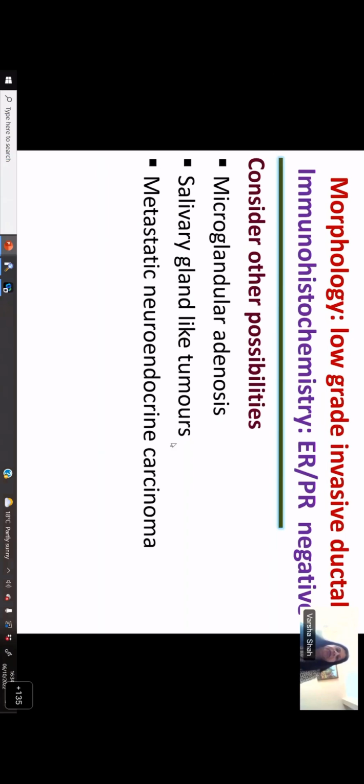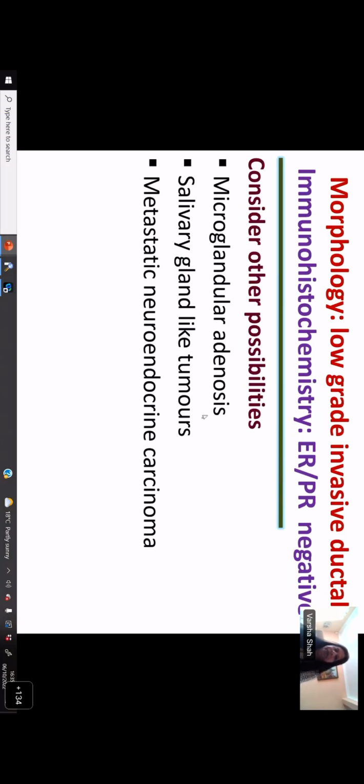Whenever you see anything which looks like low-grade invasive ductal carcinoma or tubular carcinoma, but it is ER and PR negative, think of other things. Very, very rarely, I had one or two cases which were ER negative, but almost always tubular carcinomas are strongly ER positive. So when you get ER, PR negative, low-grade invasive duct carcinoma, consider other possibilities.